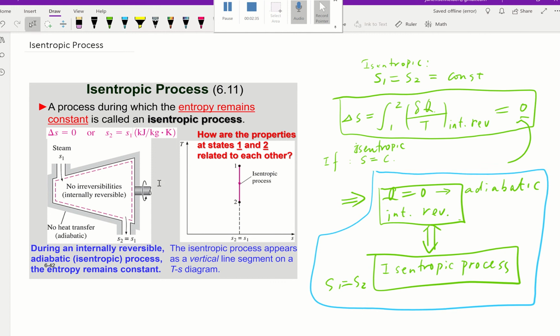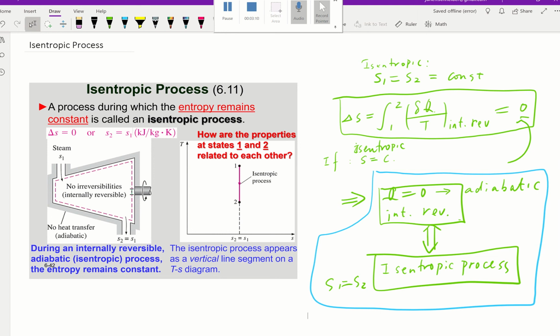Now let's look at this slide here. If it's isentropic, we look at this TS diagram, temperature and entropy. Since S is a constant, we will have just one straight vertical line, right? S2 is equal to S1. And the isentropic process is often applied to open systems such as pumps, turbines, and compressors.